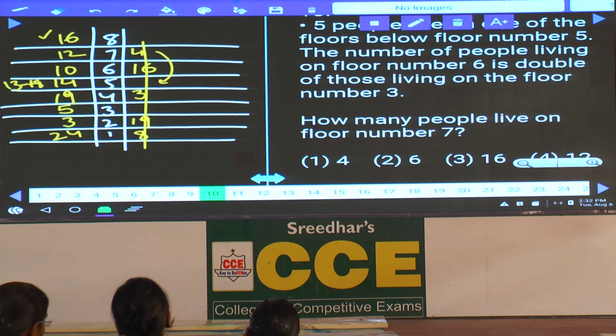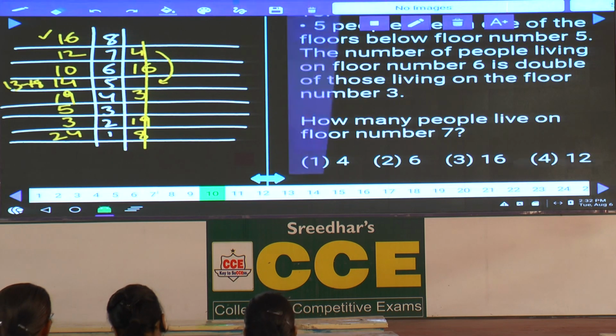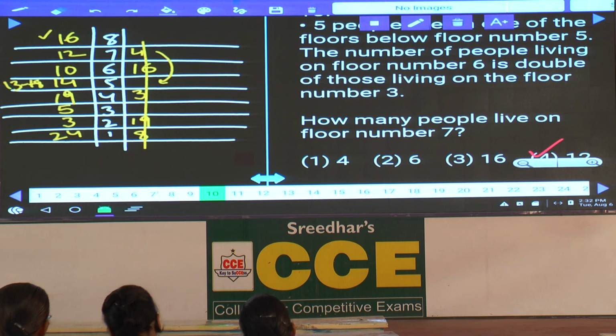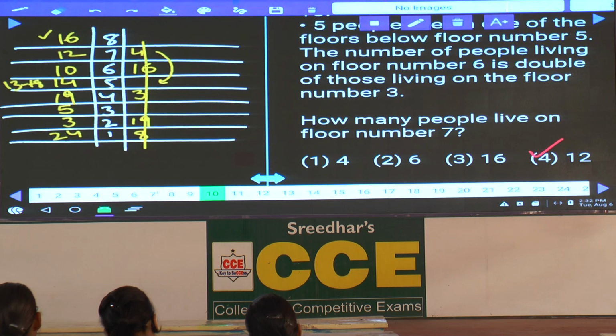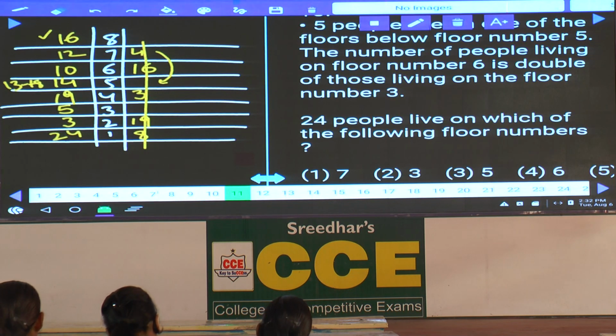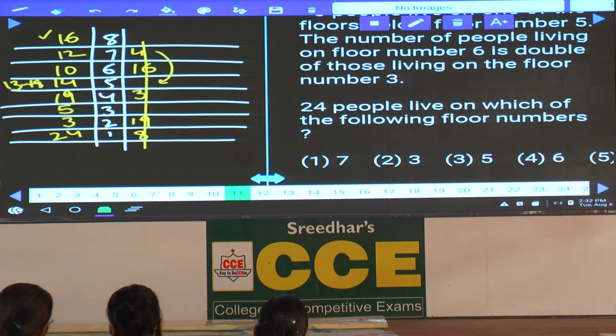Then question number 10, how many people live on floor number 7? There are in total 12 people living on the 7th floor, that is choice 4 is the answer. Then question number 11, if 24 people live on which of the following floor numbers? 24 live on floor number 1. Floor number 1, that is given in choice 5.